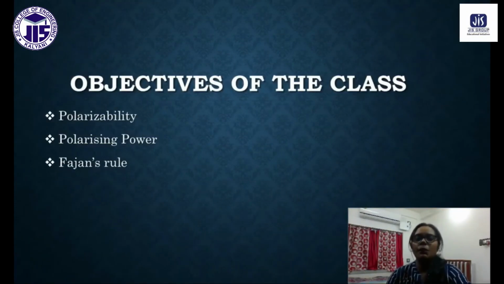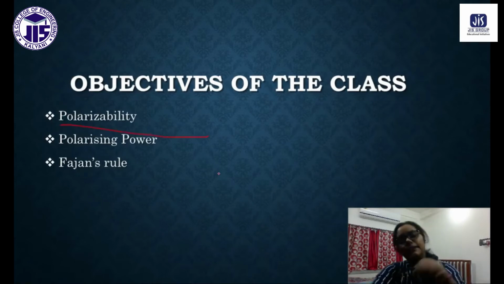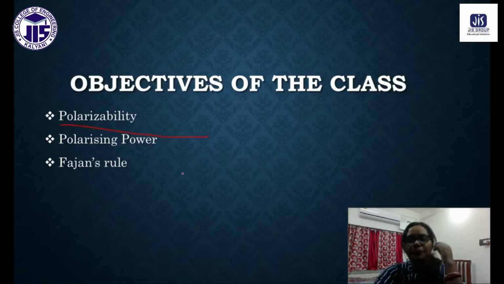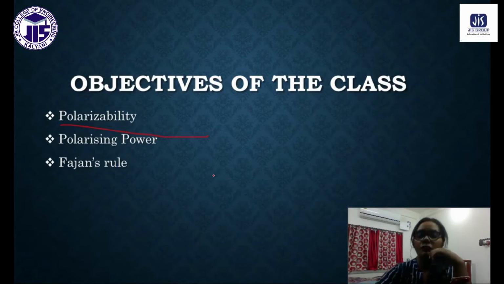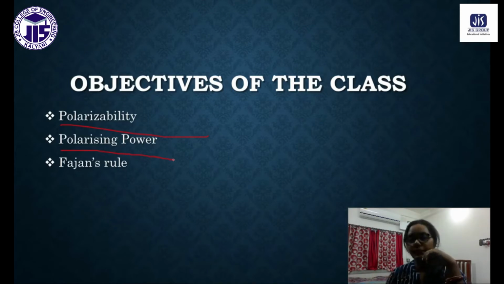Now these are some of the objectives of today's class. We will discuss polarizability: what do we mean by polarizability, and what is the importance of polarizability? Now, polarizing power: what do we mean by polarizing power, and what is the utility of polarizing power? That we will also discuss. And at last we will discuss Fajan's rule, and that is very important.